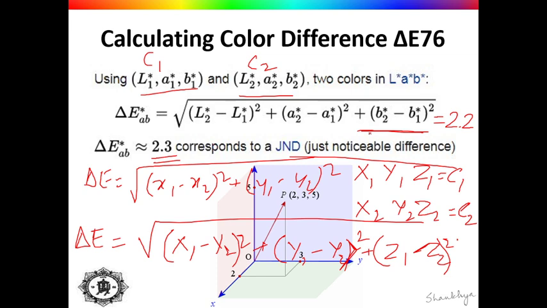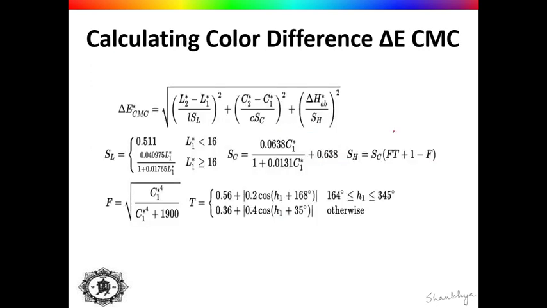So, the CIE also tried to mitigate this problem by revising this particular formula. This formula is only the Euclidean distance in color space between two colors, right? But this was refined and revised at a later stage.